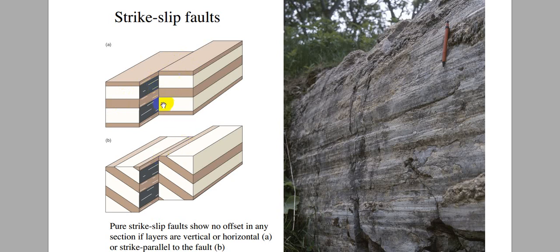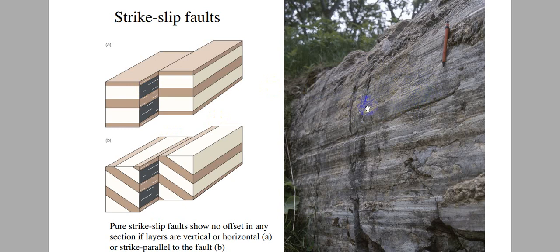Two figures show offset of a horizontal bed here and offset of an inclined bed here. Some lines or some ridges and grooves develop on the fault surface due to friction along the fault during the movement of fault blocks. On the right side of the slide, we find a field photo of this stria, which is sometimes called slickenlines.